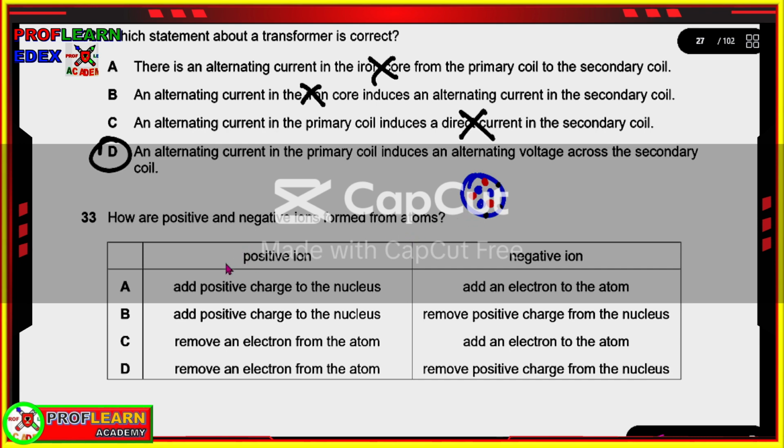So a positive ion will be formed if an electron is removed. So we can say remove an electron from the atom. So this one is not correct. We remove an electron from the atom, a negative ion is formed.